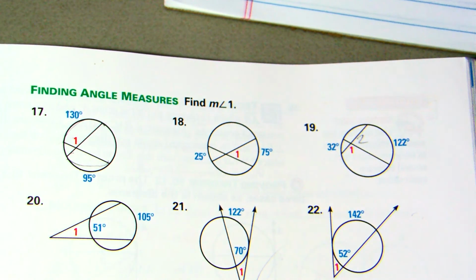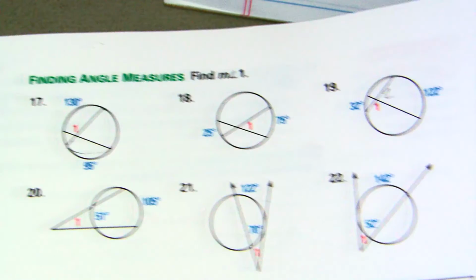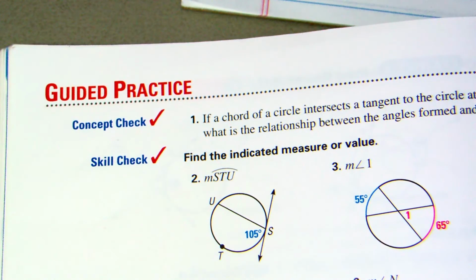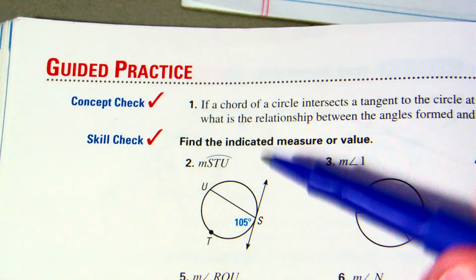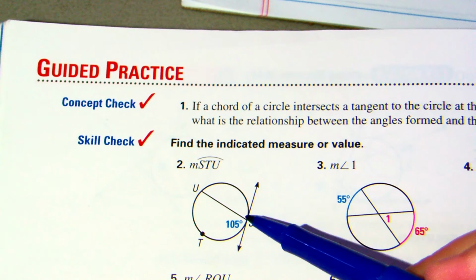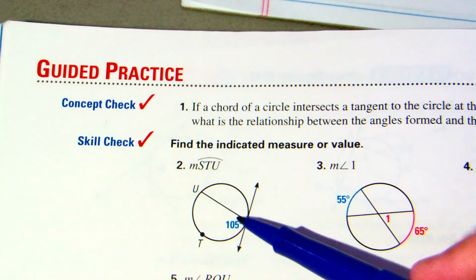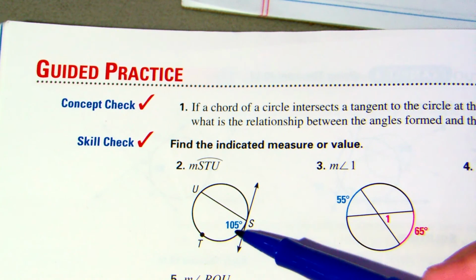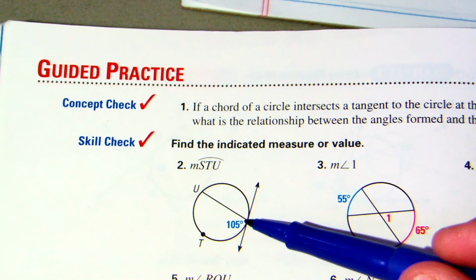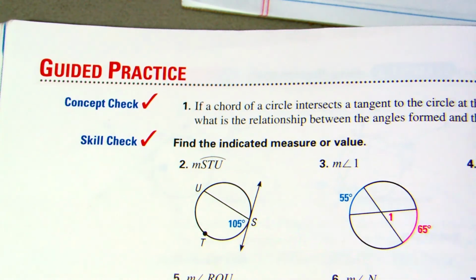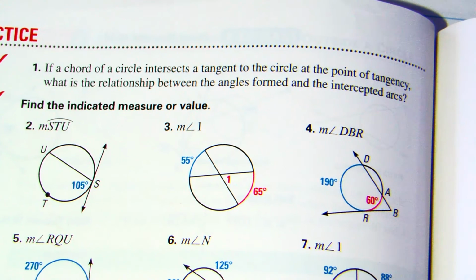Now, if we have an arc such as, let me kick back over here to page 624. Let's look at number 2. This arc is 105. It's made up of a chord and a tangent. The point of tangency is S. We treat this angle just like we would an inscribed angle, where the angle is 105 degrees, and the measure of arc STU is double that, or 210. So you treat it just like you would an inscribed angle.